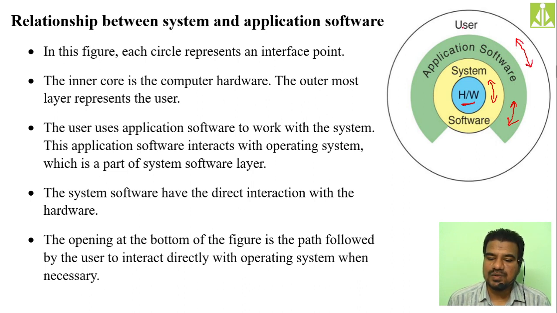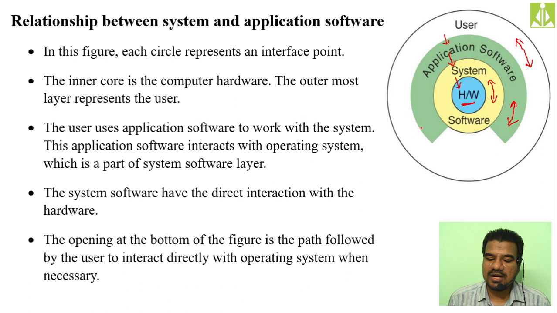Okay, so here the user, if he wants to interact with the computer hardware, he cannot interact with the computer hardware directly. He has to go through the application software. So the user interacts with the application software, which in turn interacts with the system software, and finally the system software interacts with the hardware. So in this way the user can interact with the computer hardware. The first way is using the application software. Even then, the application software in turn interacts with the system software, and finally the system software will interact with the hardware.